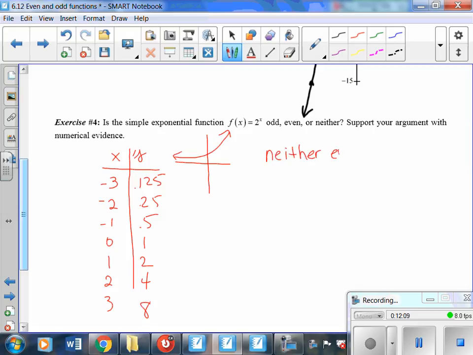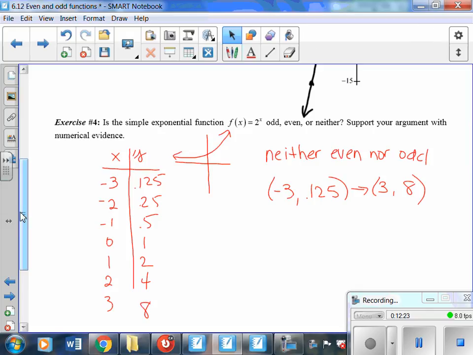Neither even nor odd, because we have (-3, 0.125) goes to (3, 8). So it does not fall into any of the categories for even or odd. Sorry about that. All right, so that's all we need to know about even and odd functions.